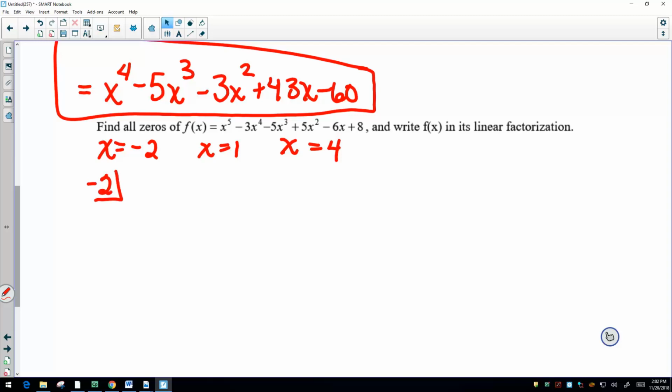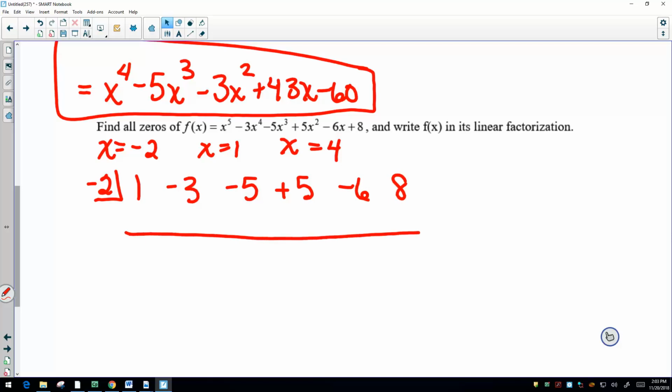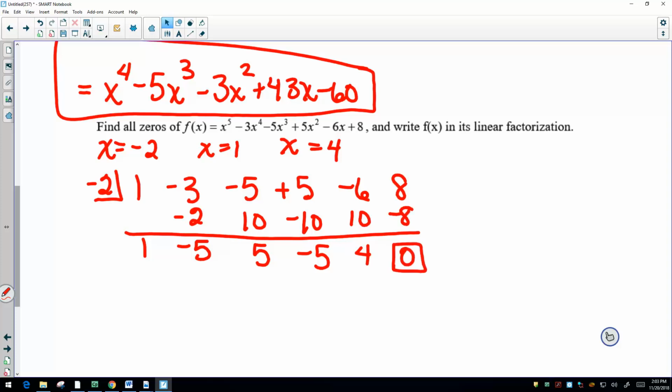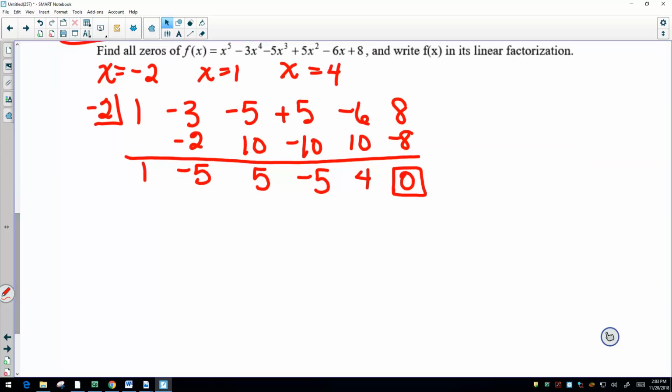I'm going to pick a 0, and I'm going to start to divide this out for each 0. So doing synthetic division, knowing it's a 0, keep in mind, your remainder should be a 0 when you're done. So we get a negative 10 here, add that up, I get a negative 5, multiply by negative 2, I get a positive 10, add that up, I get a positive 4, multiply through, I get a negative 8 with a remainder of 0.